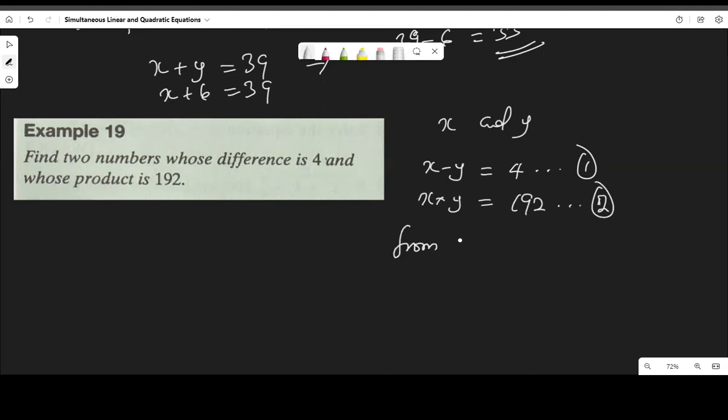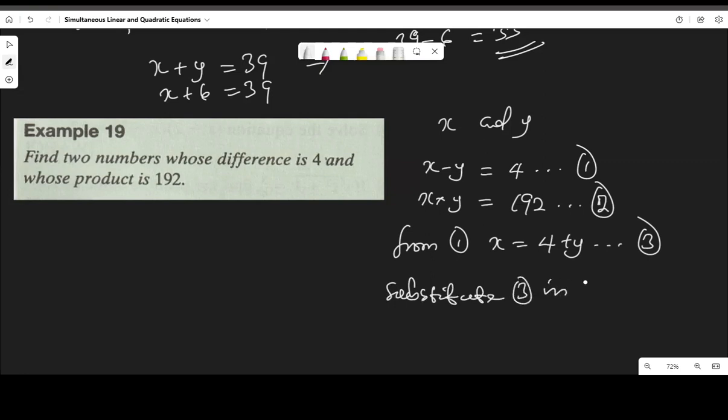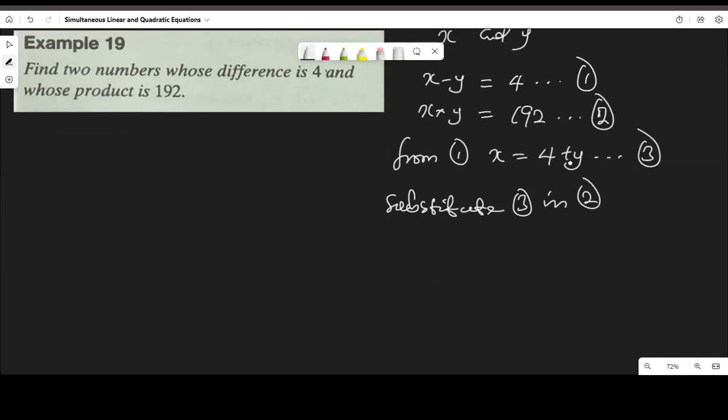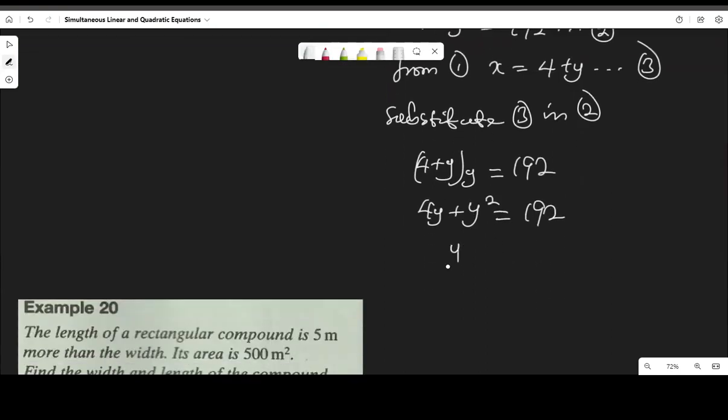Now from equation 1, x is equal to 4 plus y. Let's call it equation 3. Now substitute equation 3 in equation 2. Anywhere I see x in equation 2, I'll replace it with this. So I'll have 4 plus y times y equal to 192. 4 times y is 4y, and y times y is y squared, equal to 192. Forming a quadratic equation from this, I'll have y squared plus 4y minus 192 equal to 0.